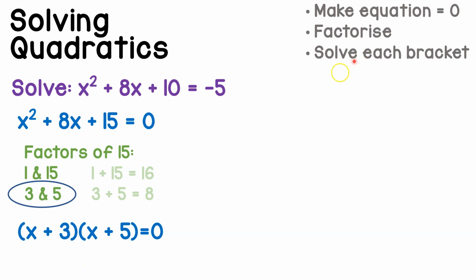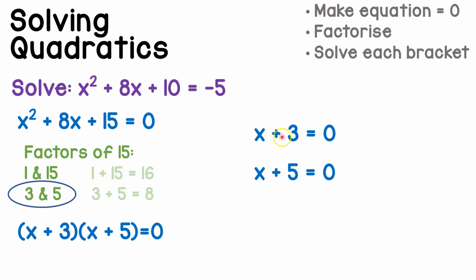Finally, we need to solve for each bracket. So each of these brackets has to be equal to 0, because the only way you can get 0 as an answer by multiplying these together is that one of them needs to be 0. So we solve each bracket. That means this bracket equals 0, and this bracket equals 0.